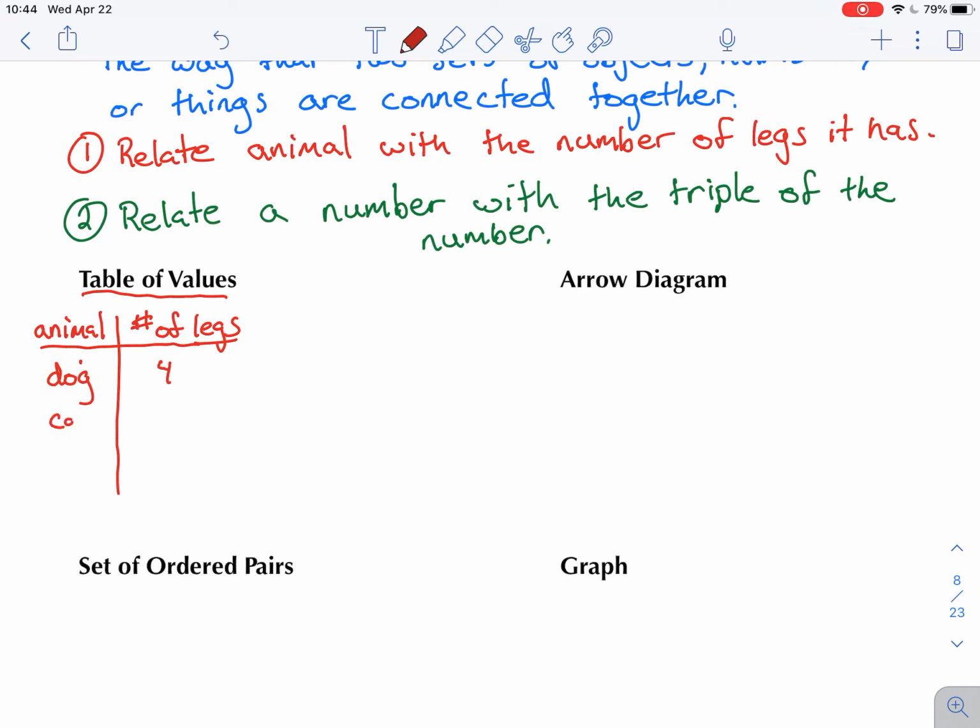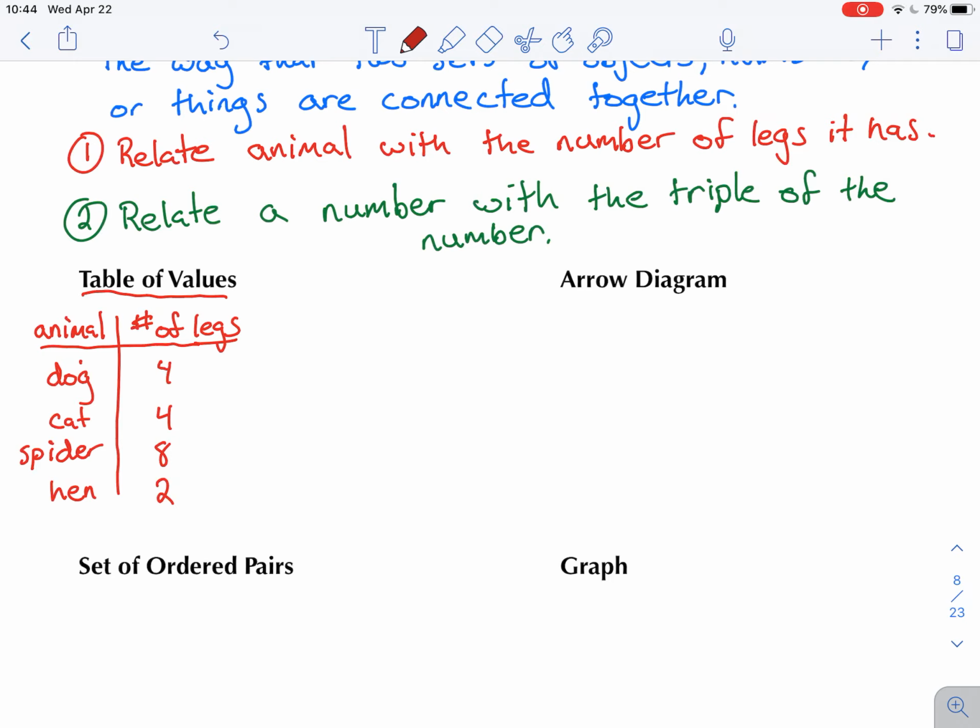So I'm going to choose some simple animals. Dog has 4 legs. Cat has 4 legs. Spider has 8 legs. And lastly, a hen has 2 legs. There's our table of values.